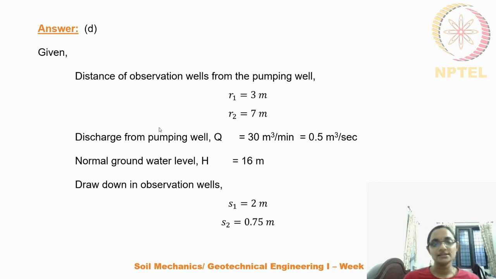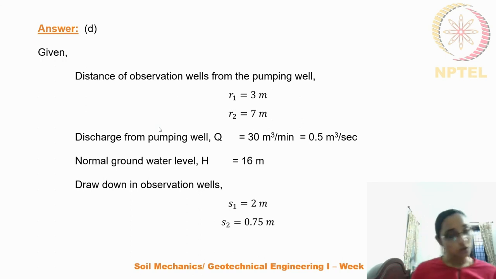So we are given the distance of the observation wells from the pumping well, R1 and R2. They are given as 3 meter and 7 meters. Discharge from the pumping well is given as 0.5 meter cube per second. Normal groundwater level is at 16 meter ground level. So the height of the bottom point to the ground level is 16 meters. Drawdown in observation wells is one is 2 meter and the other one is 0.75 meter.